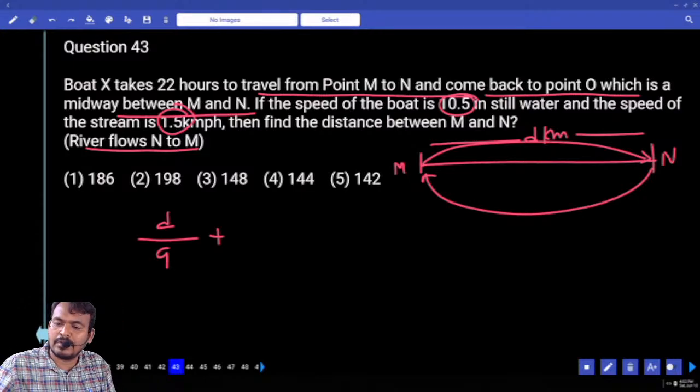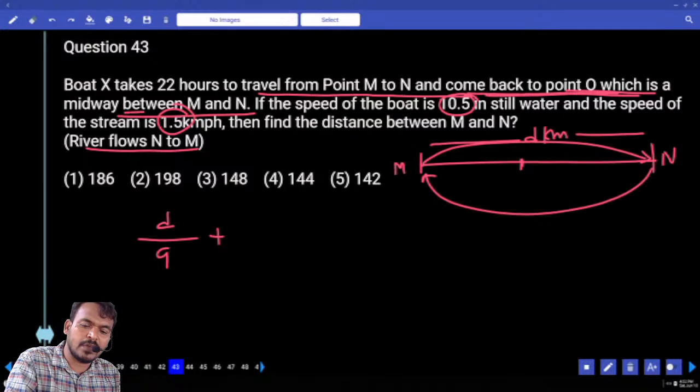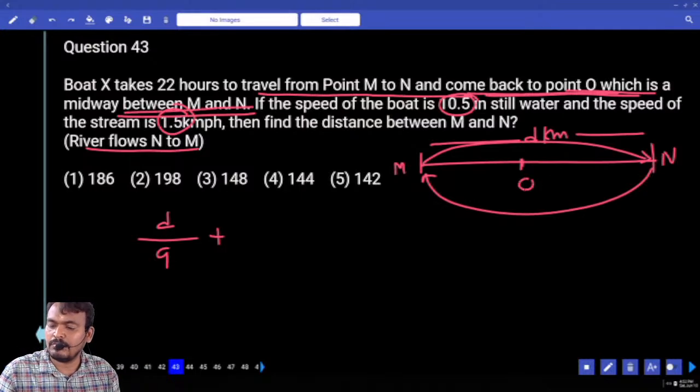But one more point is given. And come back to the point O. Come back to the point O means again it is N to O or not? N to O. In that N to O, both are moving in which direction? Same direction. Boat is moving from N to O, river is also moving N to O. Means that is downstream or upstream? Downstream. But the distance covered is half distance or total distance? Half distance, because O is the midway between M and N. Means N to O distance is half of the total distance.